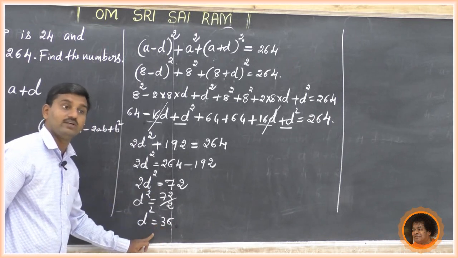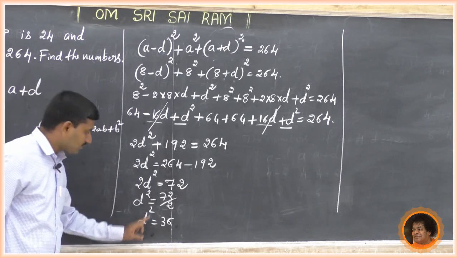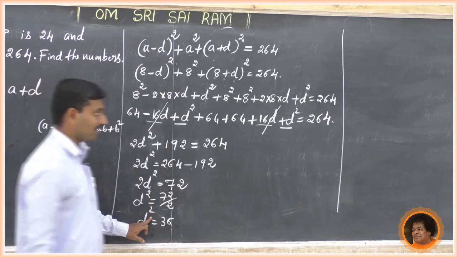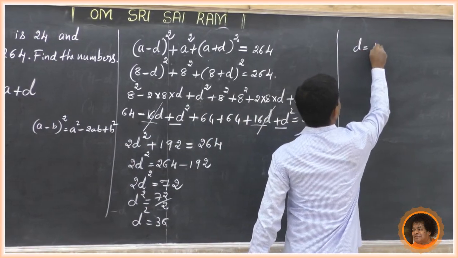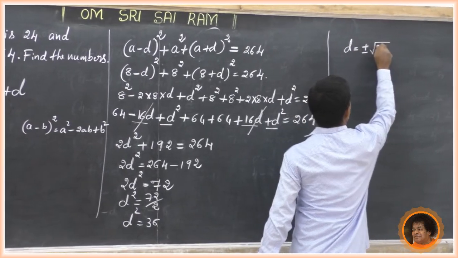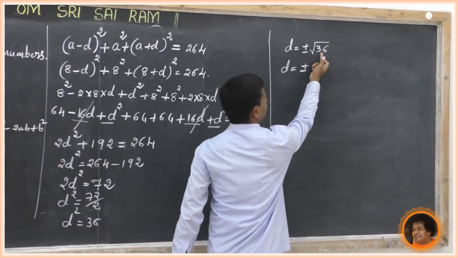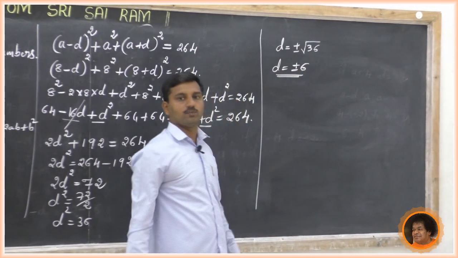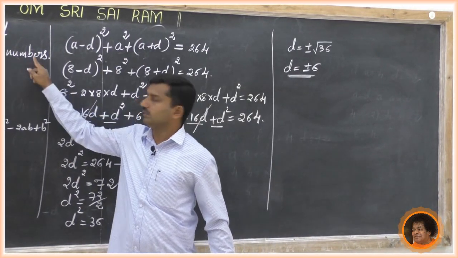So what is the value of d? How many solutions are there? 2. Why? Because d square, the highest power is 2, so it has 2 roots or 2 solutions. Which are the 2 solutions? d is equal to plus or minus square root of 36, so d is equal to plus or minus 6. What is the question? Find the numbers.